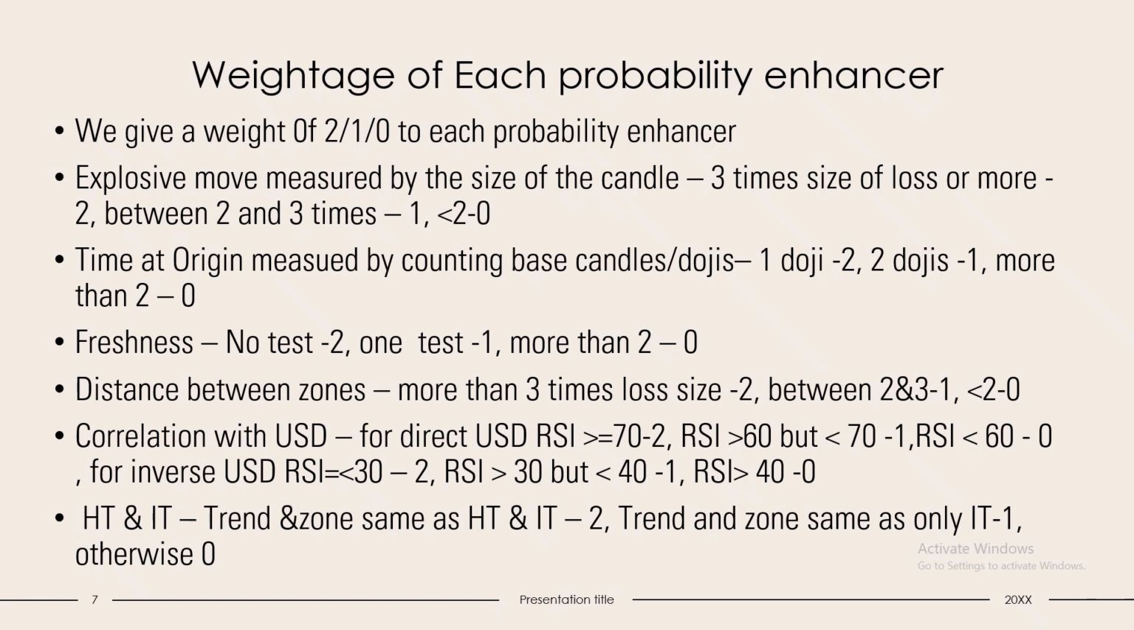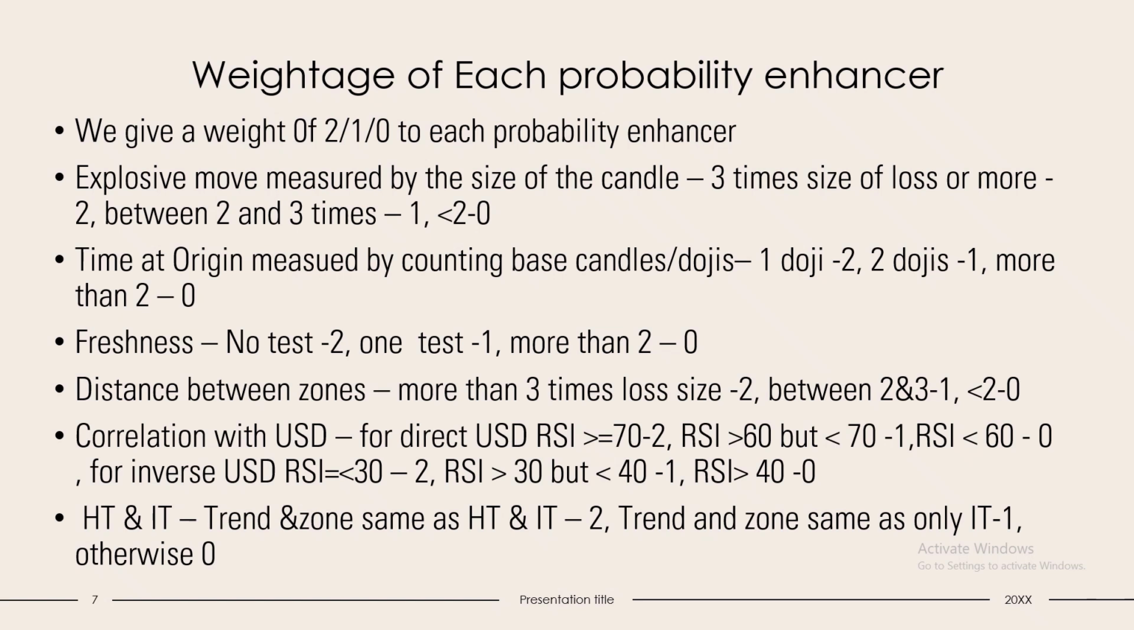Then we come to the correlation of the asset class that we trade in with US dollars. For a direct correlation with USD, if the RSI is greater than or equal to 70, then we give a score of 2. If the RSI is greater than 60 but less than 70, we give a score of 1. And if the RSI is less than 60, we give a score of 0.